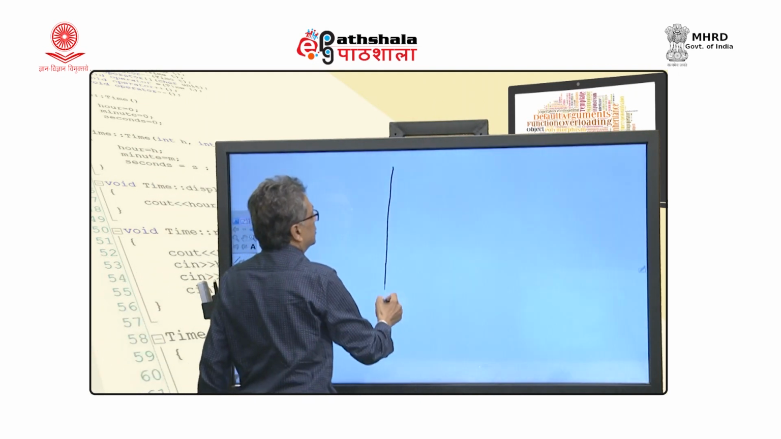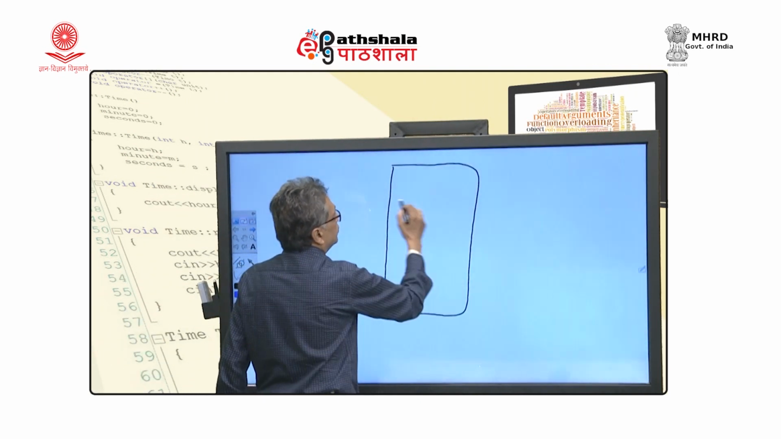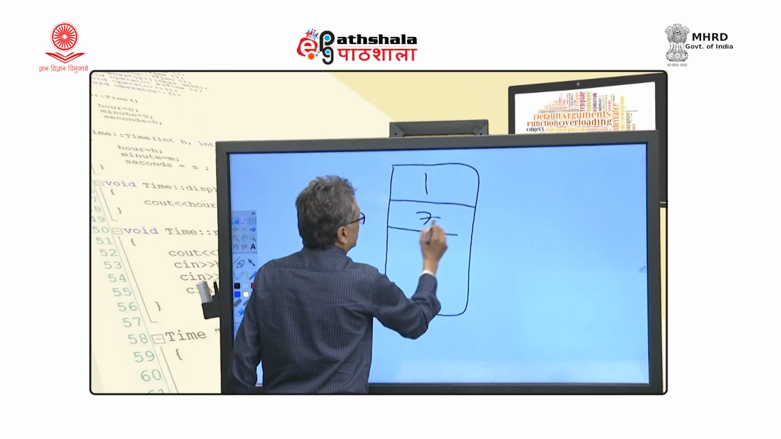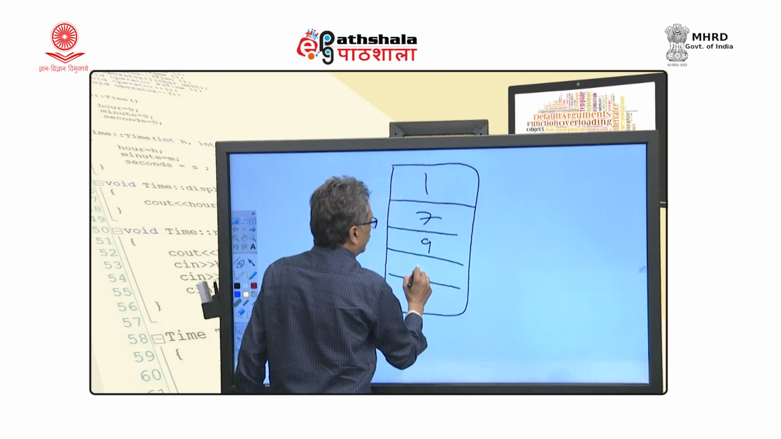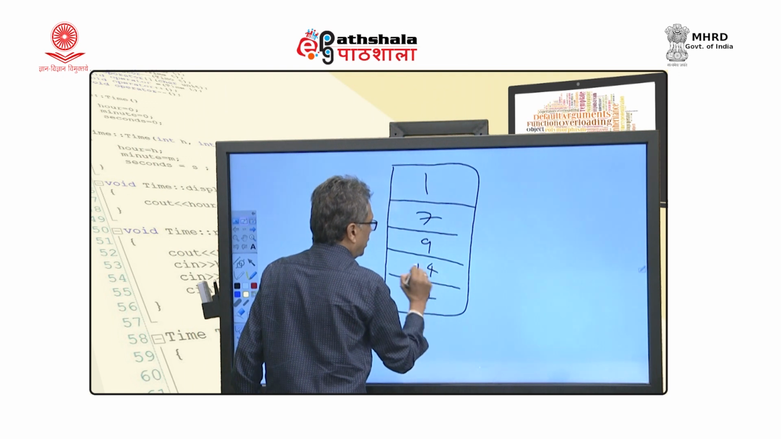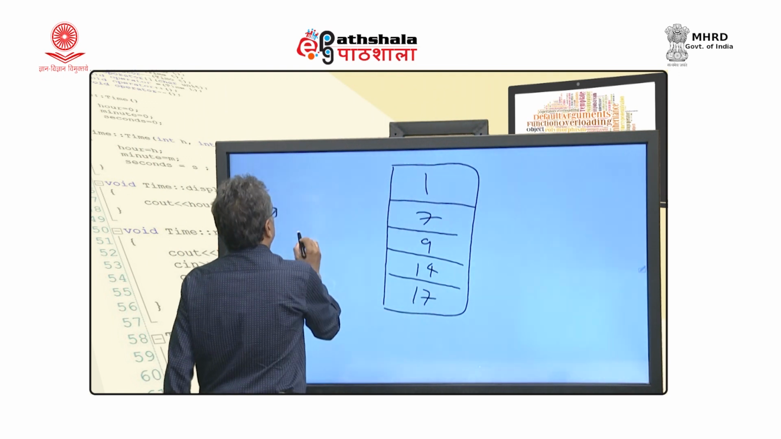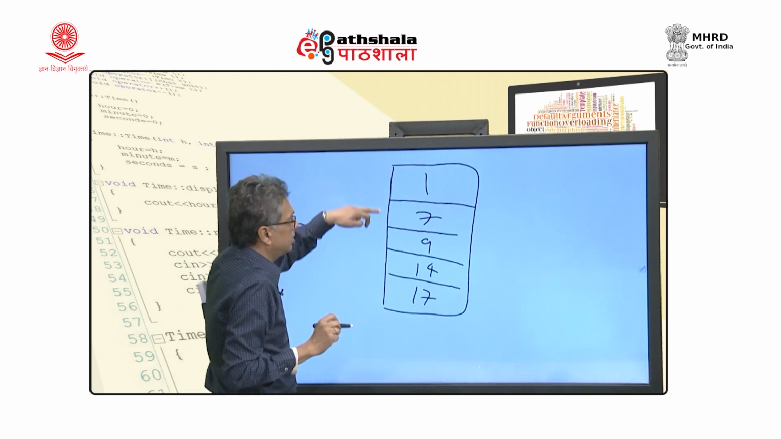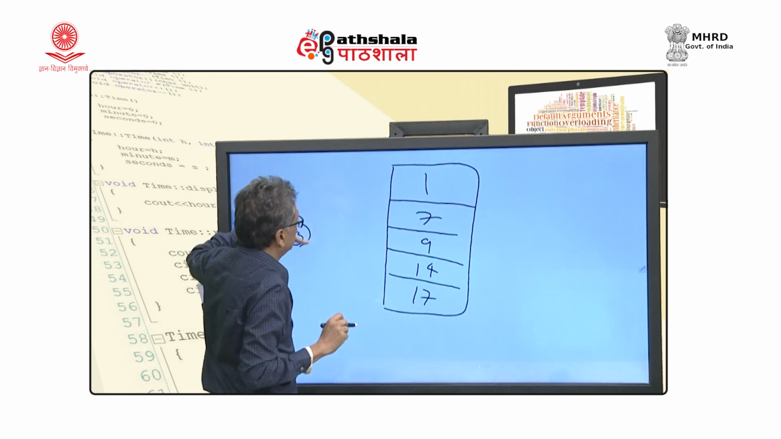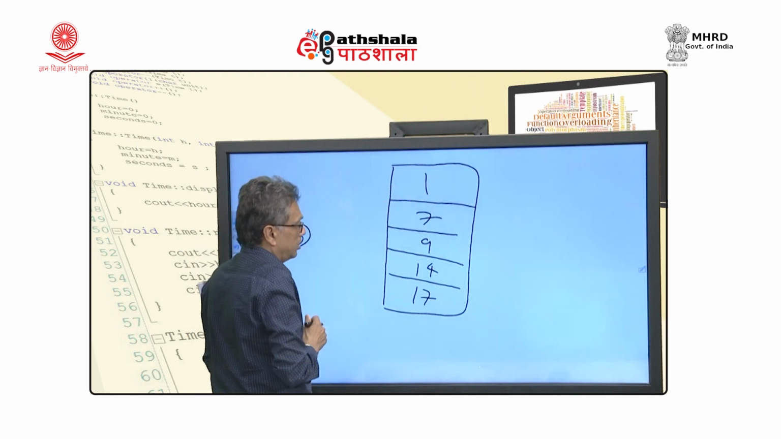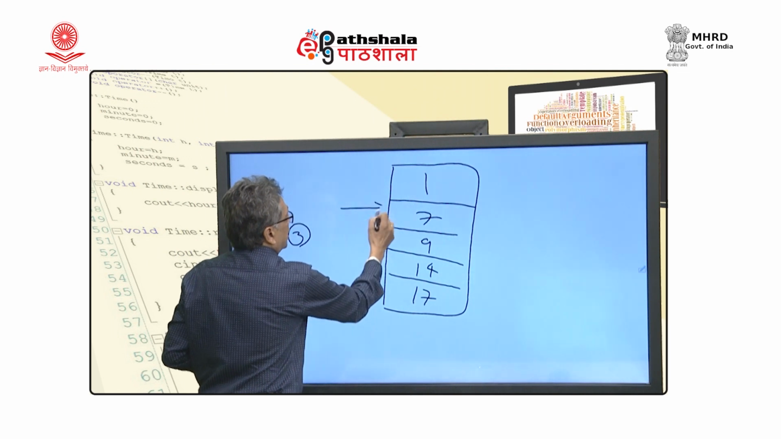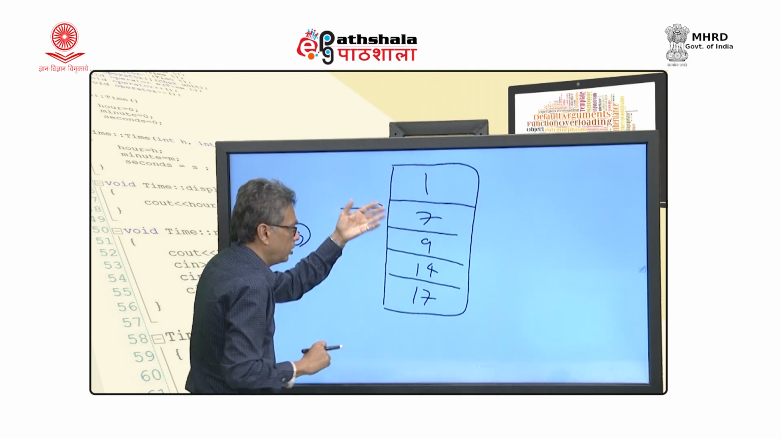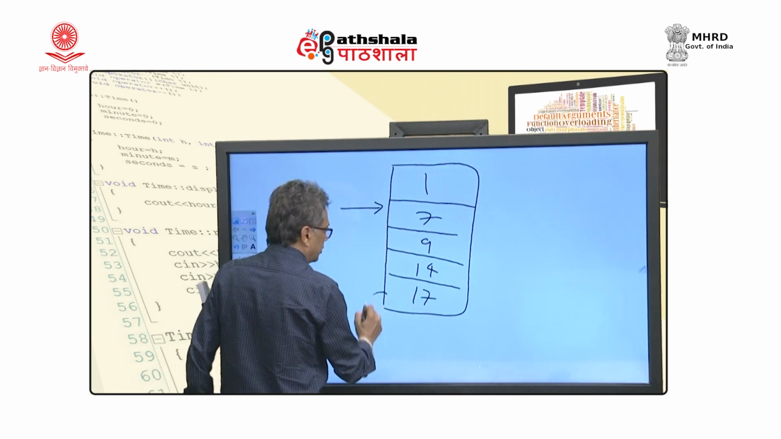Suppose I have this vector and I have some values inserted already: 1, 7, 9, 14, 17. Now, suppose I insert 3. I can't insert 3 here, as it is to be inserted at the second position. Suppose I decide that I will insert at this position, I can't do it unless I move these elements down.